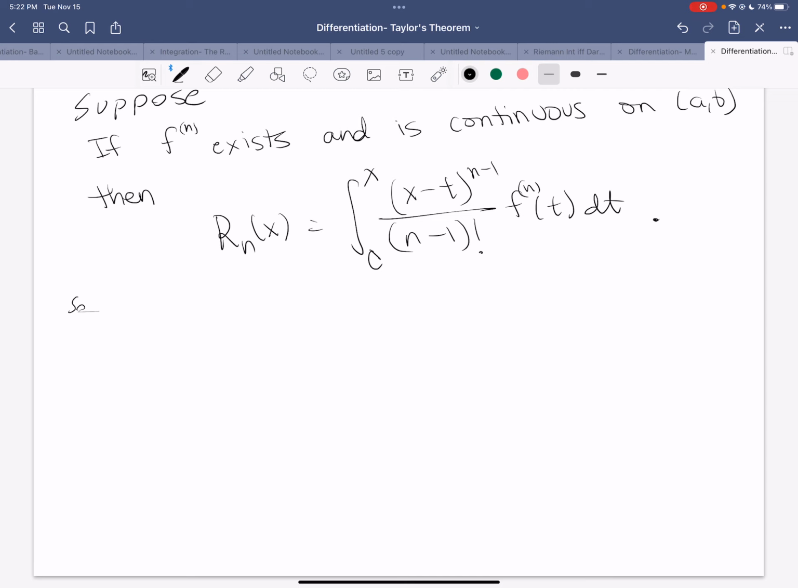I'm going to use integration by parts to evaluate this integral right here, (x minus t) to the n minus 1 over (n minus 1) factorial, times the nth derivative of f at t, dt. So for my integration by parts, u, dv, right? The integral of u dv is uv minus the integral of v du.